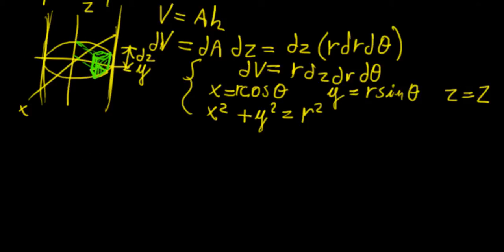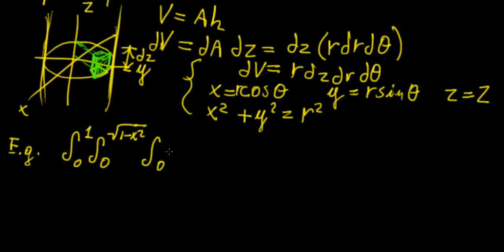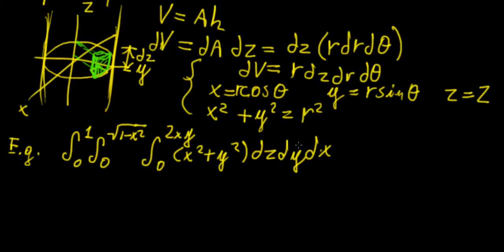Alright, so now that we have established that, let's solve a very simple example. Let's suppose that we have the following integral. Example: we have the integral from 0 to 1, from 0 to the square root of 1 minus x squared, and then from 0 to 2xy, and our function is x squared plus y squared, dz dy dx.